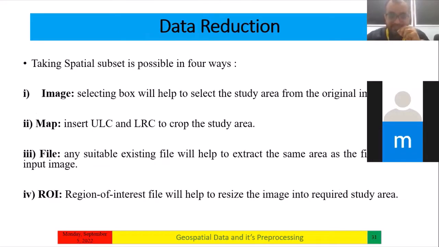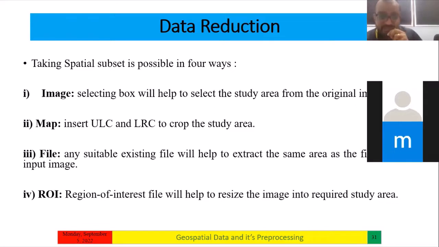The next one is data reduction. Data reduction means that whenever we are downloading data, this downloaded data is covering a larger geographical area. And suppose I have to work on a smaller area, then processing the entire image is not convenient and not logical also. So from the entire image, I have to extract, I have to crop that particular part which is required by me only. So that can also be possible here.